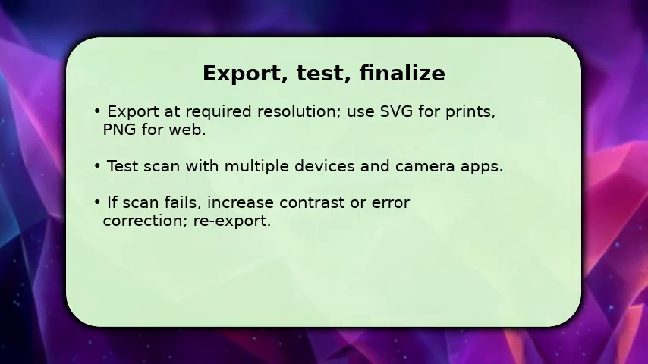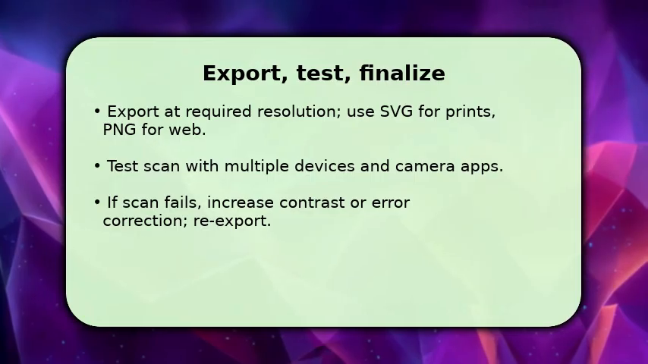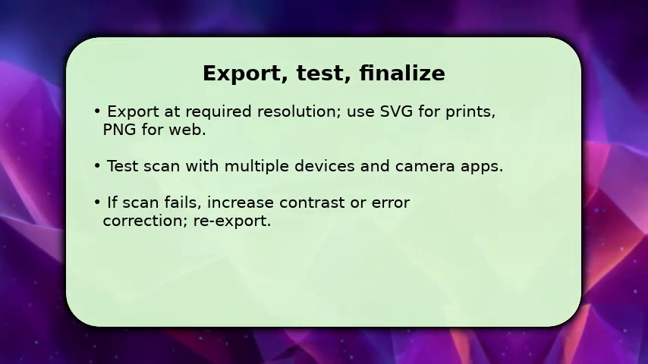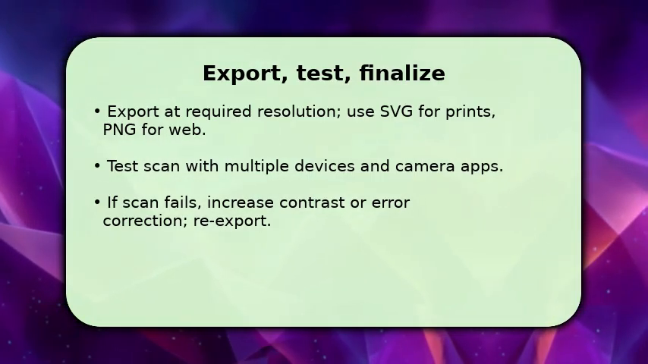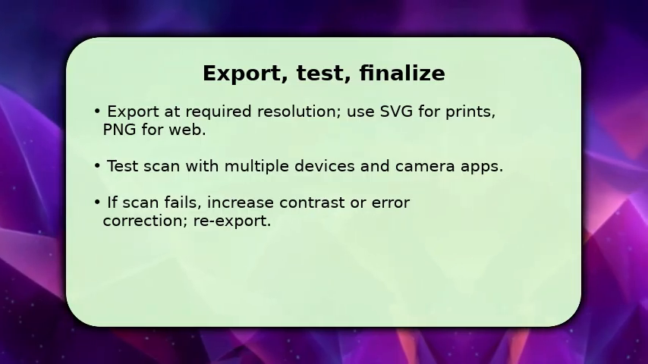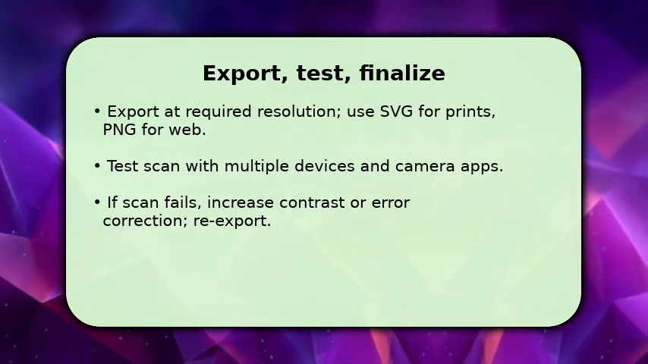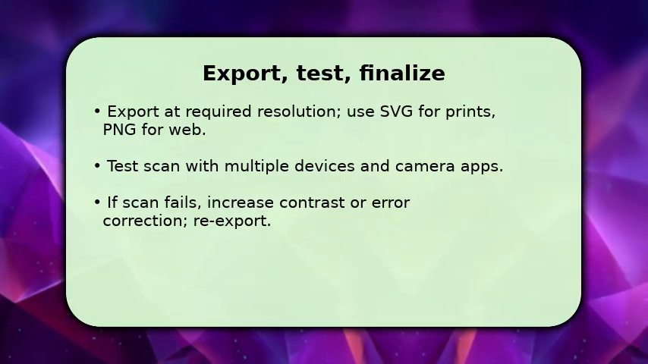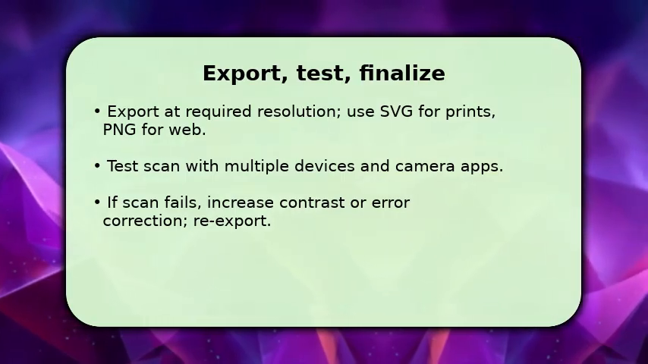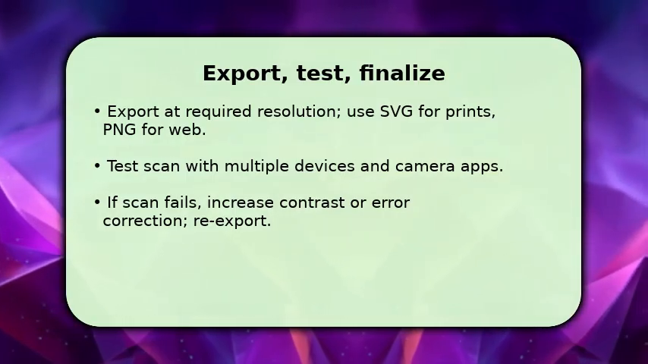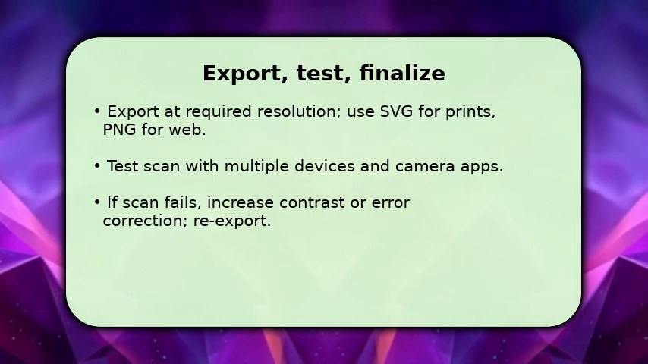Then test scanning with several phones and camera apps to confirm it opens the right link. If scanning fails, increase error correction, restore black-on-white contrast, or enlarge the code and re-export. Once tests pass, distribute the file and keep a copy of the original settings so you can reproduce the same code later.